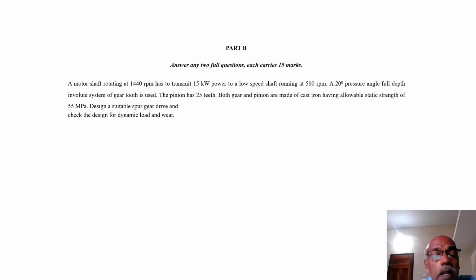Now this question: a motor shaft rotating at 1440 rpm has to transmit 15 kW power to a low speed shaft running at 500 rpm. A 20-degree pressure angle, full depth involute system of gear tooth is used. The pinion has 25 teeth. Both gear and pinion are made of cast iron, having allowable static strength of 55 megapascal. Design a suitable spur gear drive and check the design for dynamic load and wear.